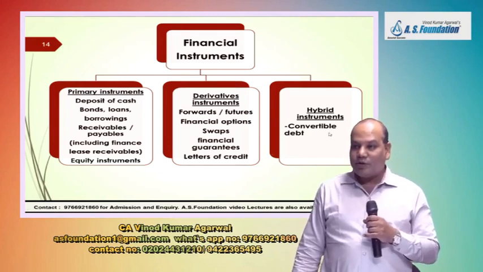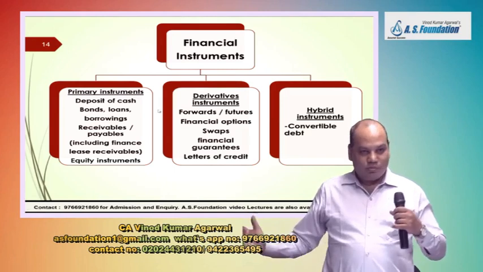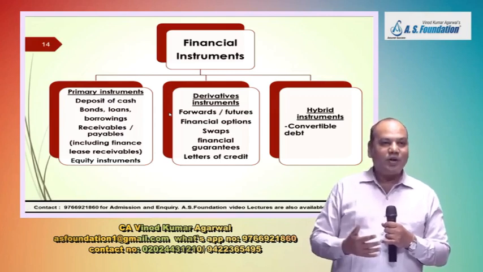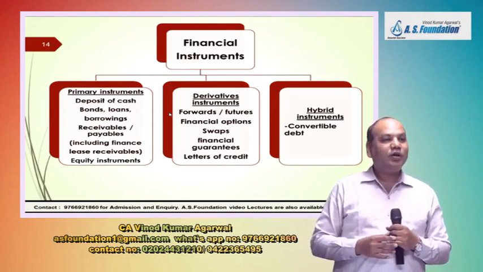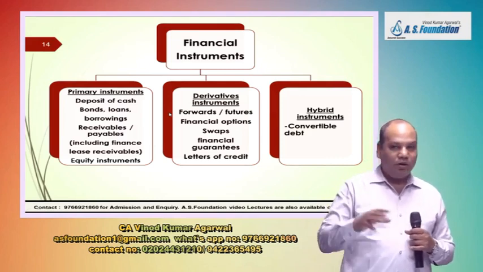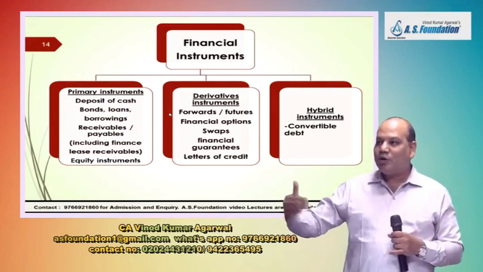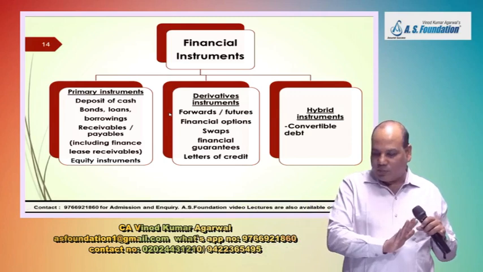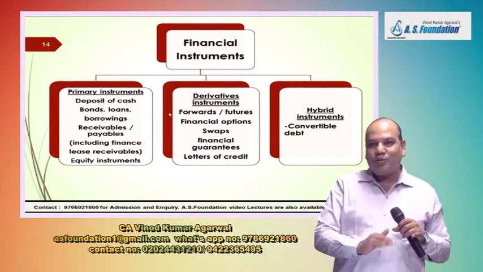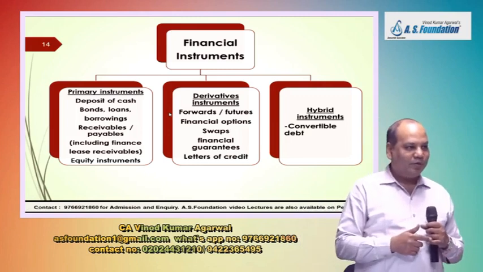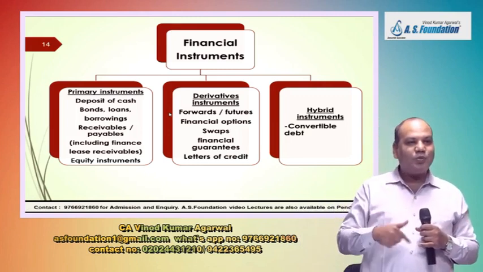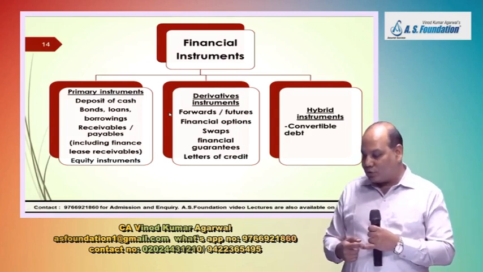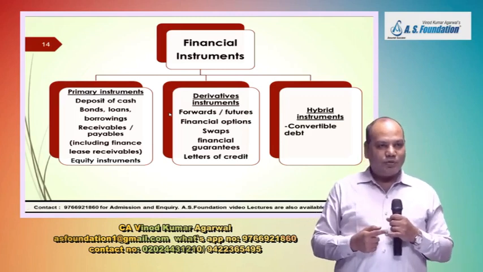And there is a third type of financial instrument that merges the two, mixes the two, and becomes a hybrid instrument. For example, convertible debt. How is a convertible debt a hybrid instrument? It is a debt plus an option to convert into shares. So only debt is a primary instrument. Only the option to convert into shares is a derivative instrument. But the same instrument has both features. It is a debt also and it also has a feature of conversion. So that kind of instrument becomes a hybrid instrument.